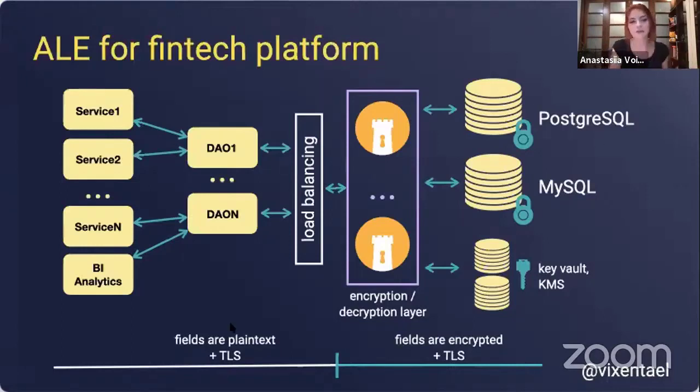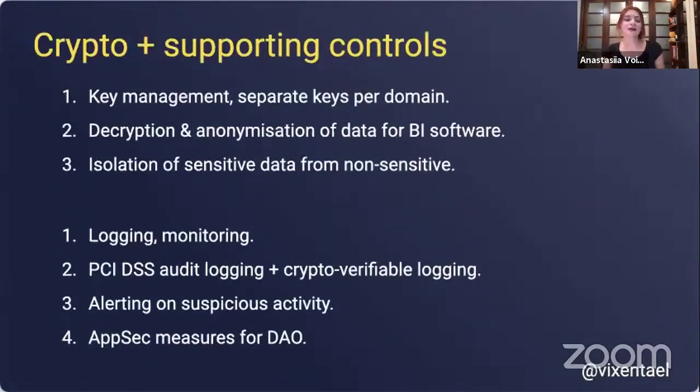The idea here is similar. In this zone on the left, data can be in plain text with TLS and all the things. On the right part, data is encrypted on a field level. Very easy to manage. And in the case of fintech, they also had a special use case with BI analytics, right? They needed access to the data to build analytics. So in this example, this layer did decryption and anonymization of data, especially for BI software. And as I mentioned previously, several security controls were used to support their platform. In that case, at their fintech, they used a lot of PCI DSS required controls like audit logging.